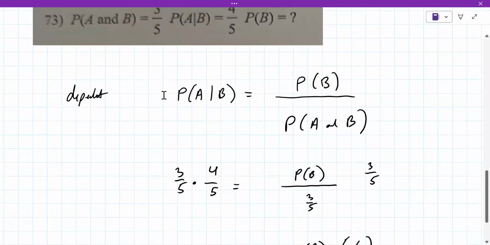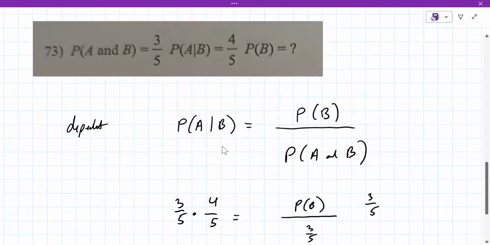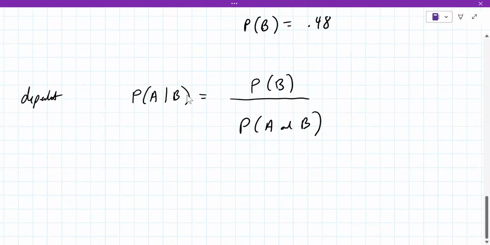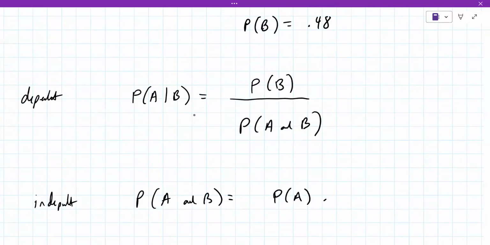So like I said, there's 2 formulas here. There's the one for dependent, which you've got to have down. And one thing is that the order of the letters does matter. The fact that A is first and then B does matter. And then the independent is the probability of A and B equals the probability of A times the probability of B.